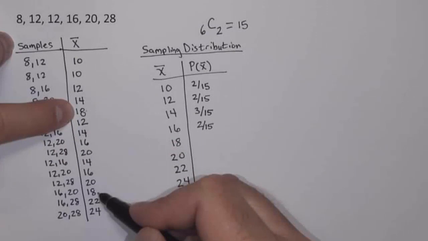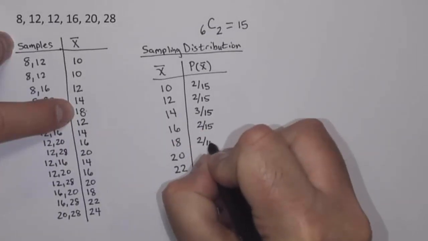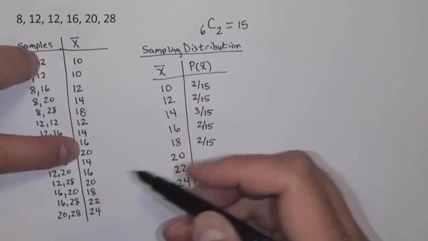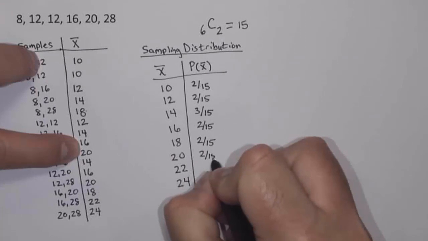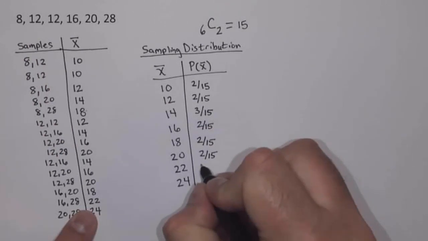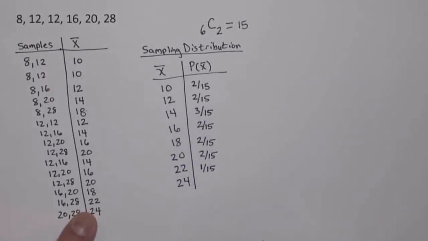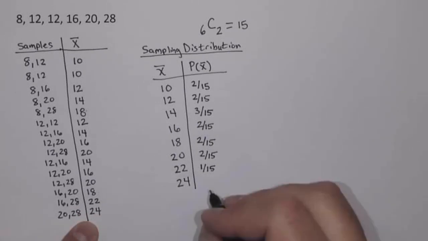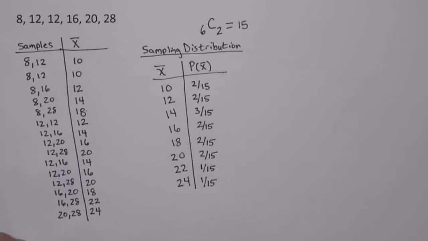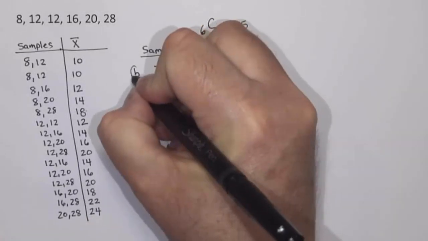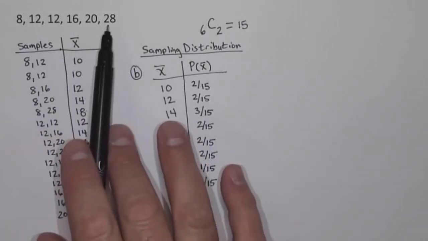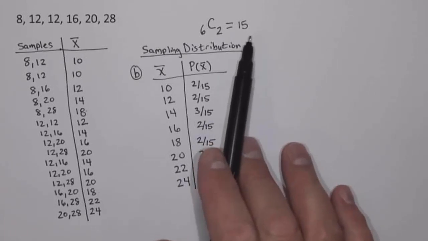18, we could get 18 here or here. So again, 2 different ways, so 2 out of 15. 20, there we could get a 20 here and a 20 here. So again, 2 out of 15. 22, there's only one way of getting 22, so the probability of getting 22 is 1 out of 15, and in the same way, the probability of getting 24 is 1 out of 15. So here we have constructed our sampling distribution using these 6 data values for our population and choosing samples of size 2.